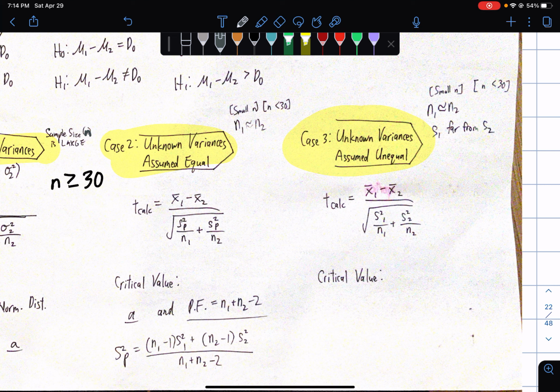Case 2. You know that it's case 2 if n1 and n2, those two variables, are roughly equal to each other. They don't have to be equal to each other, but the more equal, the better. If, let's say, n1 is 12, n2 is 13, they're roughly the same. So case 2, unknown variance, assumed equal. This is most likely case 2.